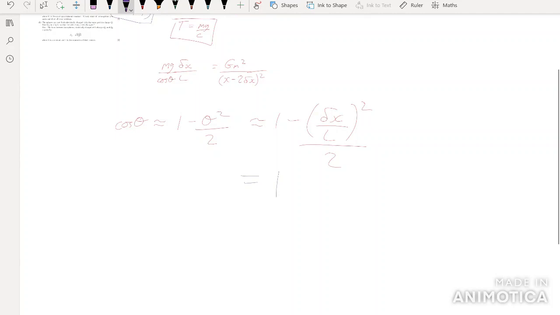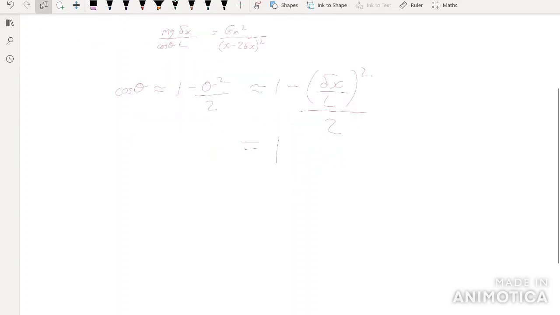It's important to notice that you can't just assume immediately that cos theta is 1. You want to do it this way, firstly, because there'll be a mark involved, and secondly, because in certain situations you might get just a delta. For example, if it was cos theta to the half, you might end up with a delta x over L term rather than a delta x over L squared term. So just be aware that this is how you want to deal with small angles.